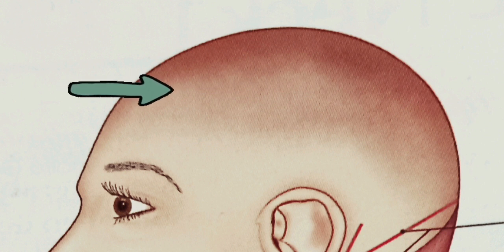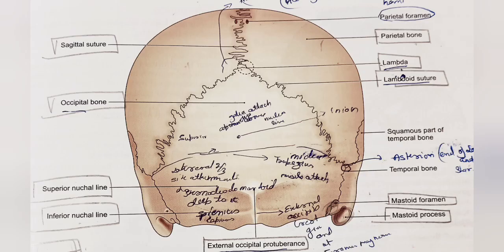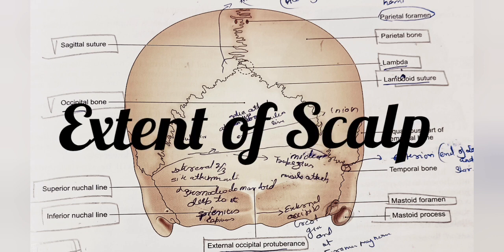So, the exact definition of scalp is: the soft tissues covering the cranial vault form the scalp. So, we have understood what is scalp. Now, we will understand what is the extent of scalp.